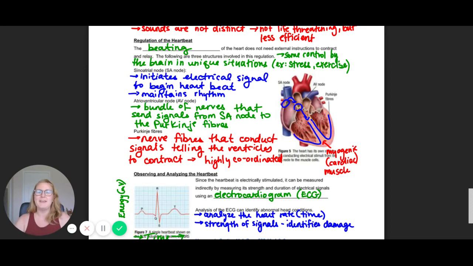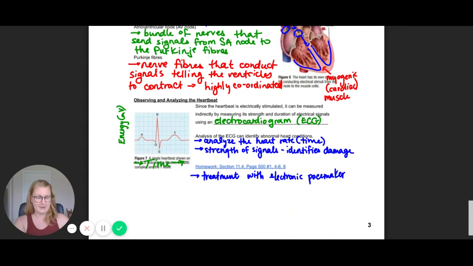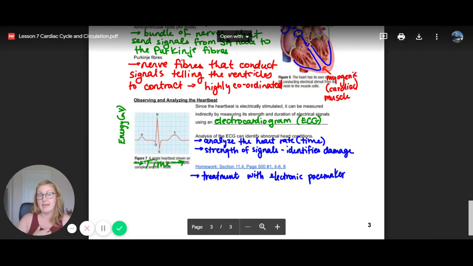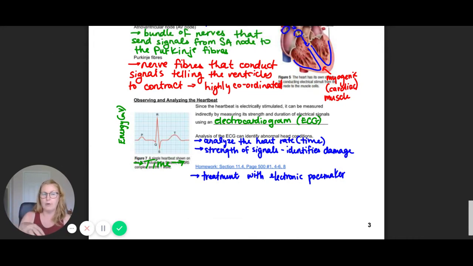So, excuse me, that brings us to talk about how we analyze the heartbeat. As I was saying, electrical signals are being sent out, which is ultimately controlling the beating of the heart. Since the heartbeat is electrically stimulated, it can be measured using something called an electrocardiogram, or an ECG. With an ECG, they will put electrodes on you and essentially measure the heartbeat. This graph over here, we call an electrocardiograph. It's essentially showing energy over time. So it's measuring that impulse that's happening throughout the heart.